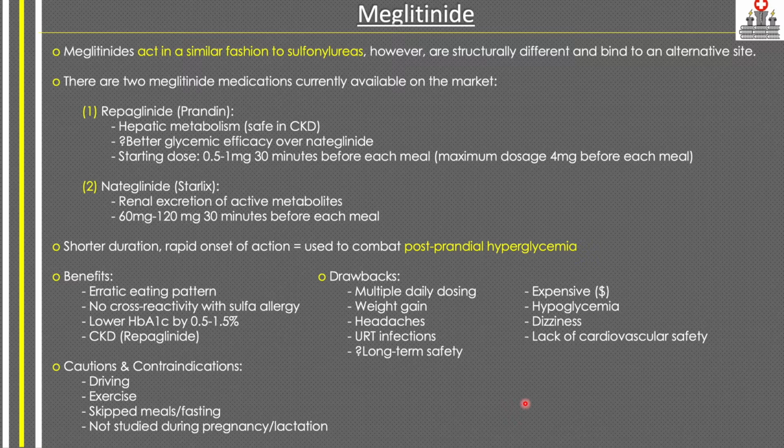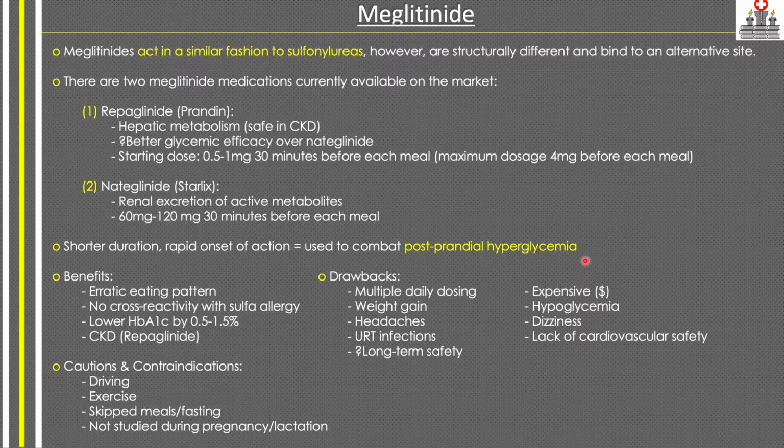These medications are quite fast acting and act for a short duration of time, and therefore we use these about 30 minutes before a meal, and they're used to combat the postprandial hyperglycemia. Because these medications are taken right before a meal, there is, of course, the problem that they require multiple daily dosing, which can perhaps be a barrier for some patients with poor compliance.